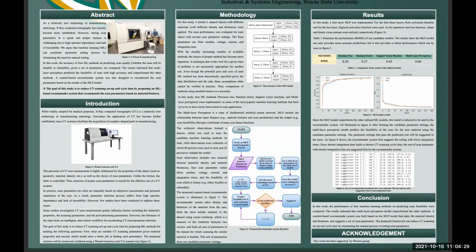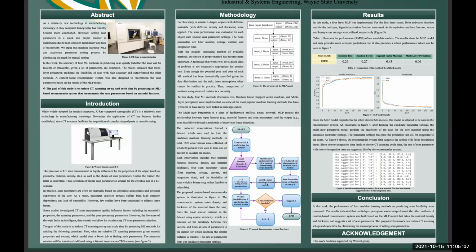As I said, the accuracy of CT scan measurement is greatly affected by the object's properties, like geometry, material density, thickness, and any other properties, as well as the scan parameters. So we have object properties and scan parameters. We cannot change the properties of the object, but we can modify the scan parameters. As a result, selecting appropriate scan parameters is critical for the effective use of a CT scanner.